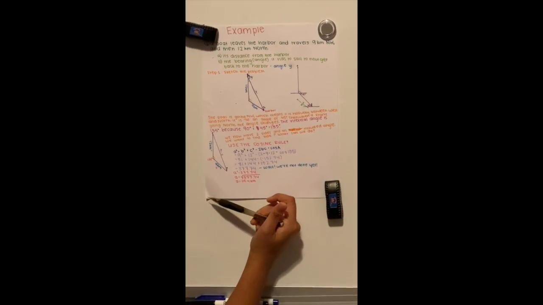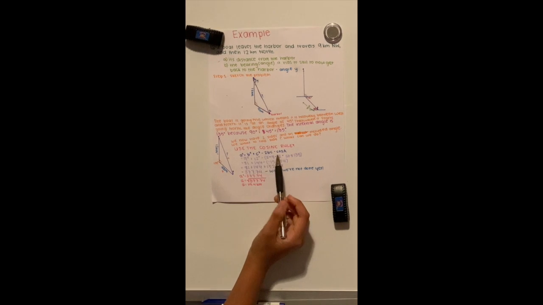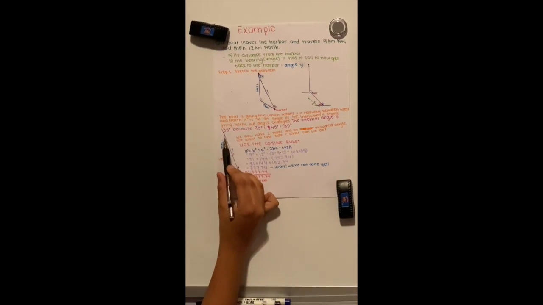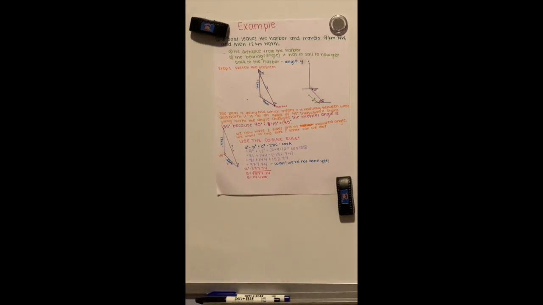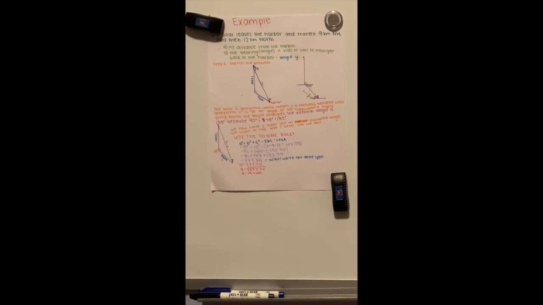Now we have 2 sides and the included angle, and we want to find this side of the triangle. We want to find the distance. So, what rule do you think we're going to use? If you thought we were going to use the cosine rule, you're correct.